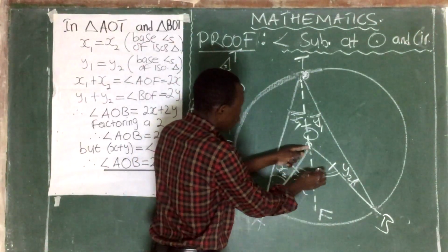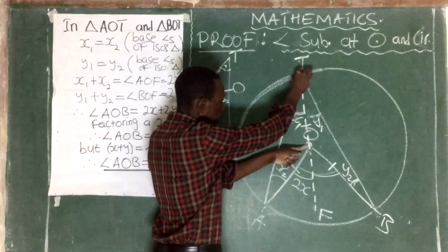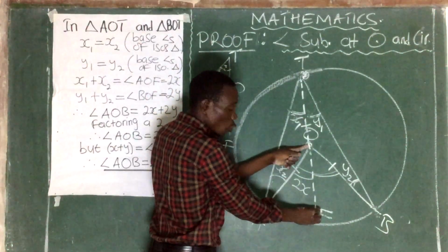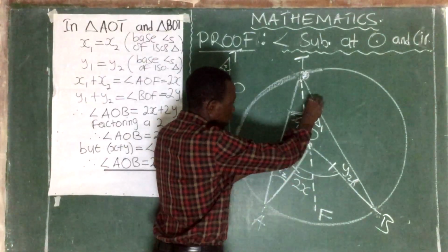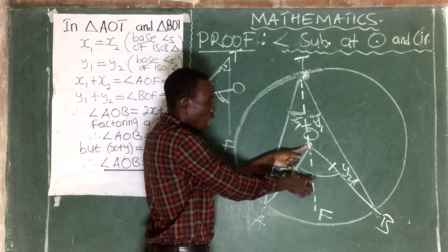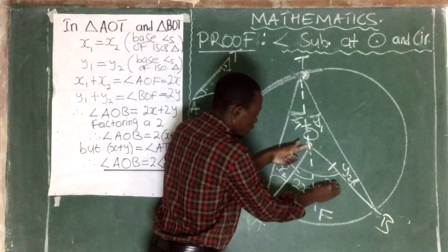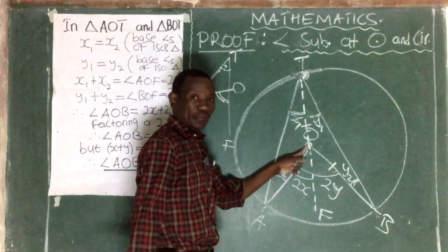The same thing, you can talk of triangle TBO, extended line TO to F. You'll be able to see that when we add this y1 and y2, they'll give us this one here. That's still an exterior angle of the triangle. So when you add this one and that one, it gives us this one as 2y, like that.